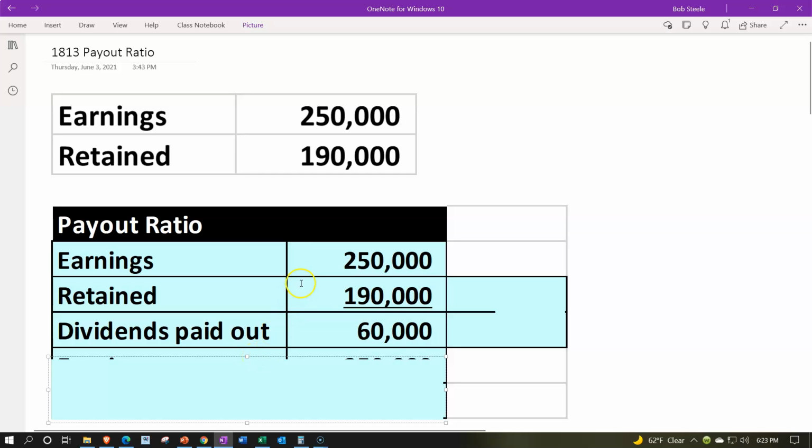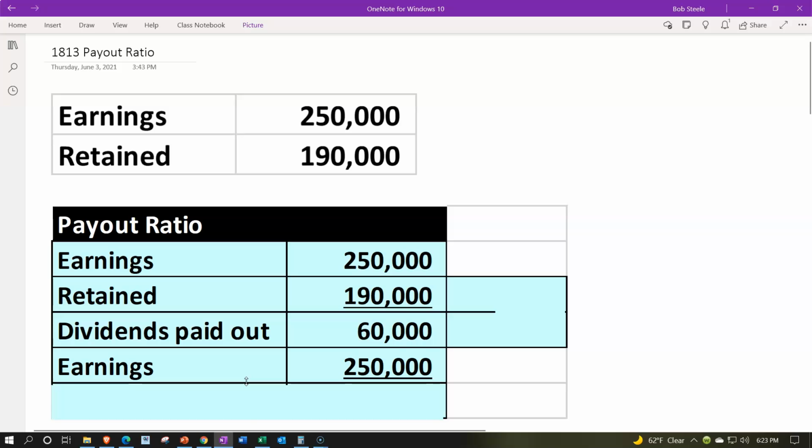In other words, if we had earnings of $250,000 and we retained $190,000 of it, we would have paid out dividends of $60,000. You can, of course, think of that the other way. You might see a problem formatted in this format. It might say that the earnings were $250,000 and then give you the dividends, how much was paid out, and then you can figure out the change in retained earnings in that kind of situation as well. So you might see that too.